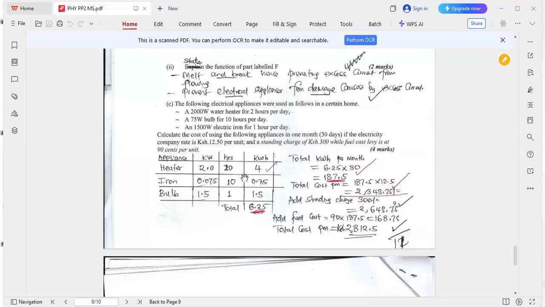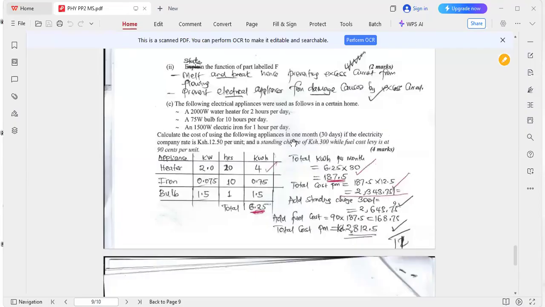Okay, so we can see that for the heater, we have 4 kilowatt hours. Iron box is 0.75, bulb is 1.5. So total we have 6.25 kilowatt hours. These are units, 6.25 units. When we multiply by 30, because it's for 1 month, we get 187.5 units in that month. And 1 unit is 12 shillings and 50 cents. We multiply and get 2,343.75 shillings.